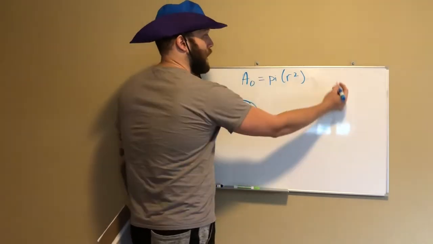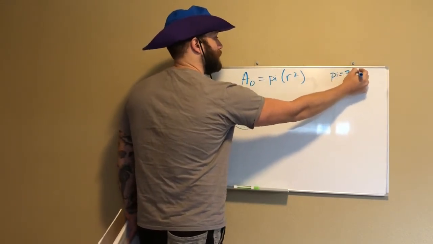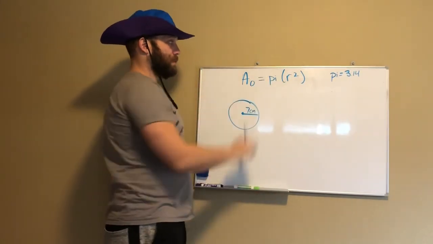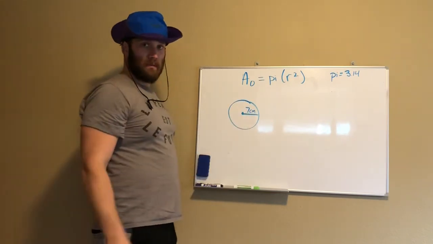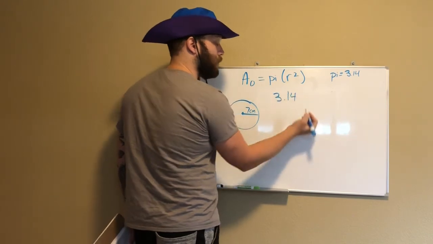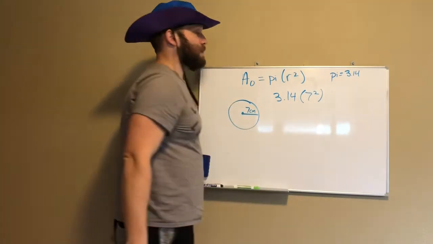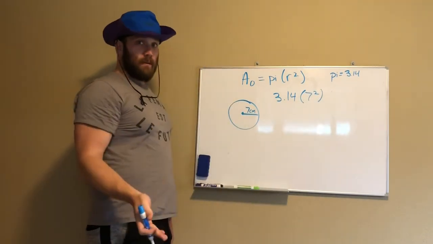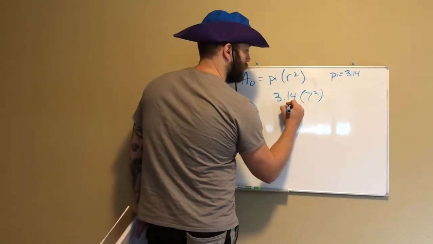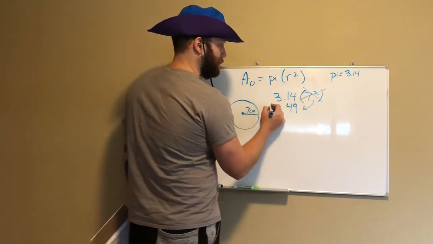Our first thing, what does pi equal? Well, pi equals 3.14. So I can plug that in. I can also plug in my radius. What is my radius? 7. So my new equation is going to be 3.14 times 7 squared. It's not 7 times 2, it's 7 times 7, which is what? 49. So I'm going to just write it down here, because I know that's the same as this. And then I'm going to multiply.